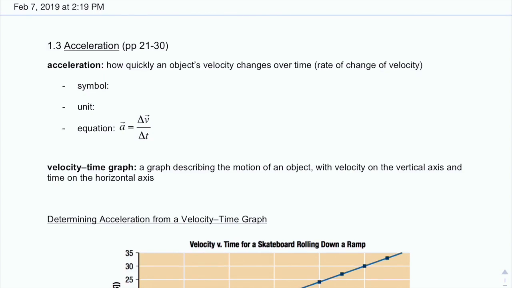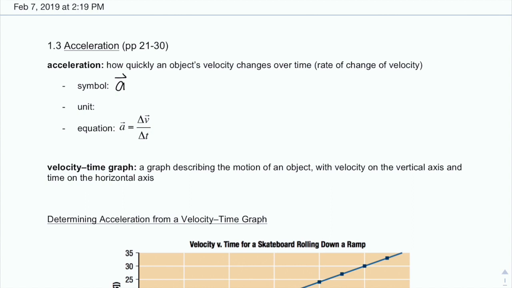In section 1.3, we're looking at acceleration. Acceleration is a vector quantity. It's also described as a rate of change, specifically how quickly an object's velocity changes over time, or the rate of change of velocity. Since it's a vector, the symbol for acceleration is a lowercase a with an arrowhead on top, indicating that it is a vector.